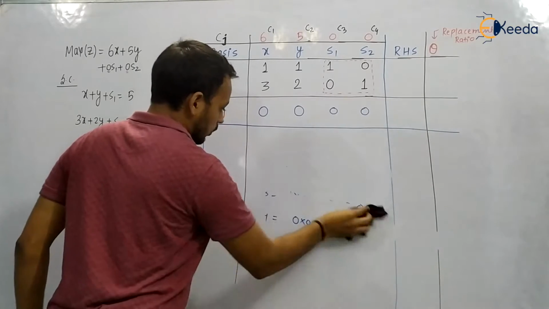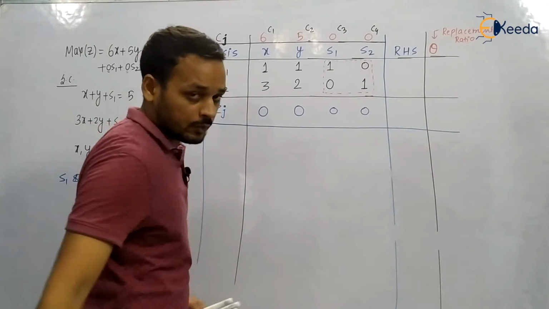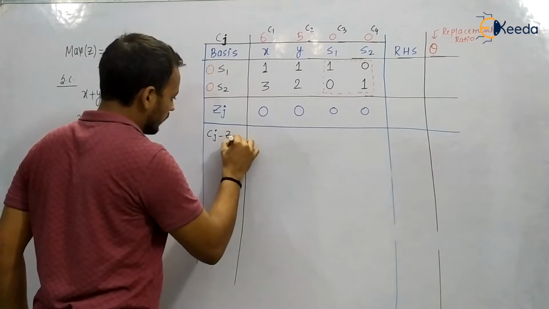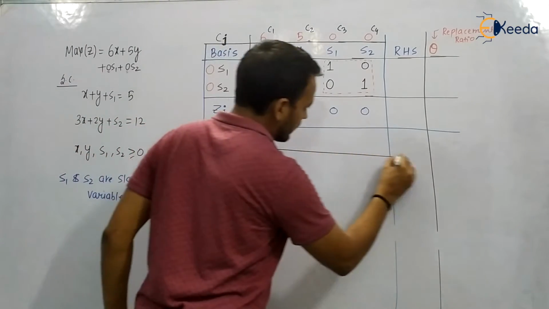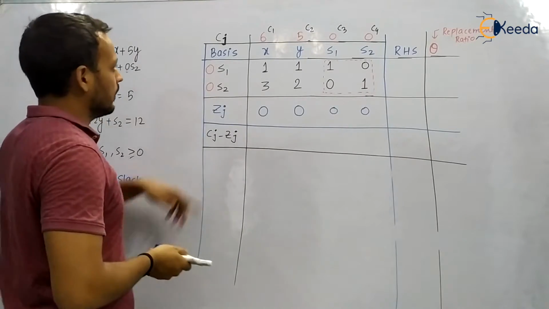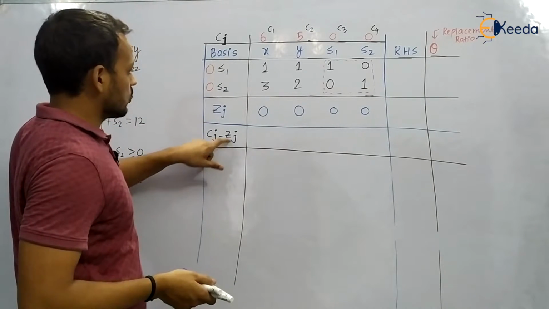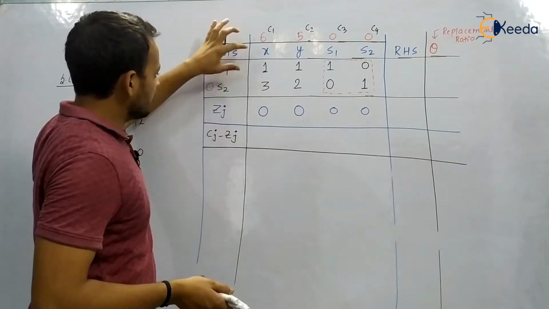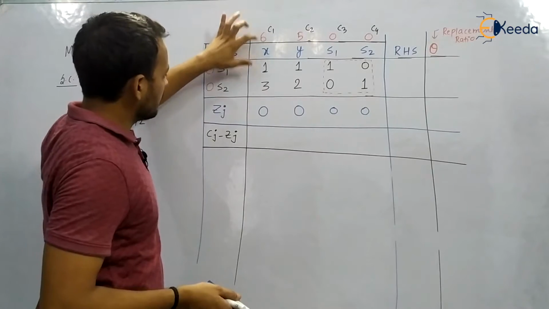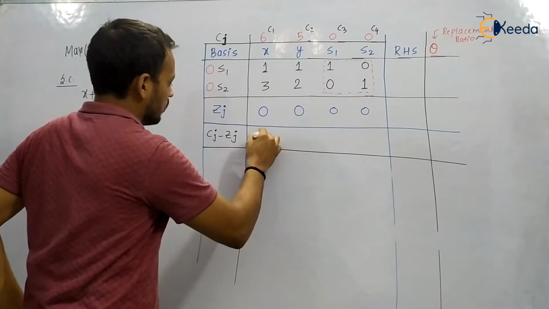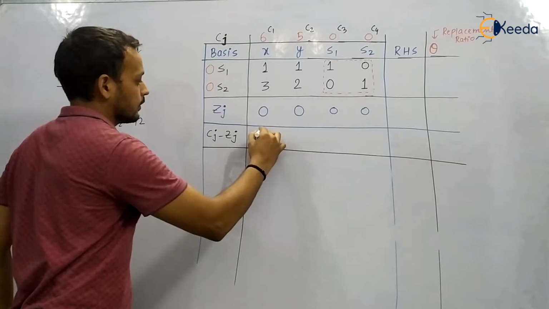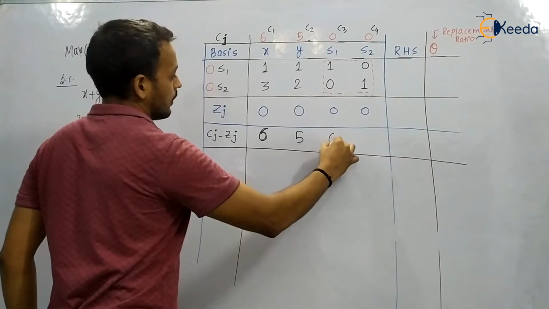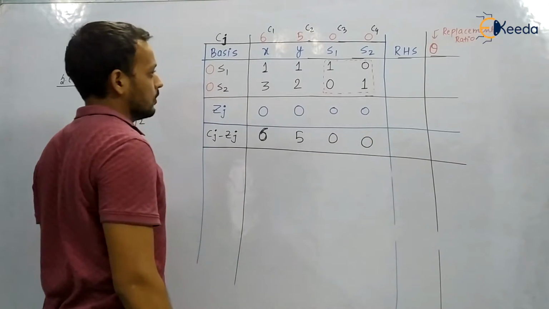Now what do you have to do for getting the optimal solution? You have to calculate the value of Cj minus Zj. So look here, C1 minus Z1. So this is Z1, Z2, Z3, Z4, and C1, C2, C3, C4. So Cj minus Zj: the first column will be 6 minus 0, it is going to be 6. Then 5 minus 0, 0 minus 0, and 0 minus 0.